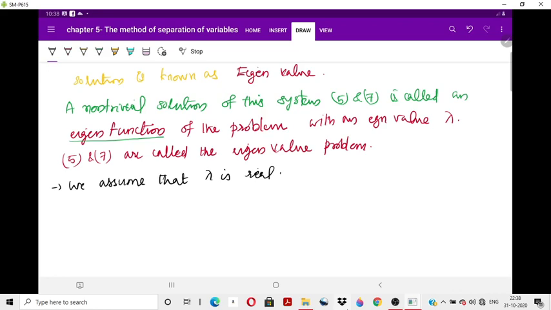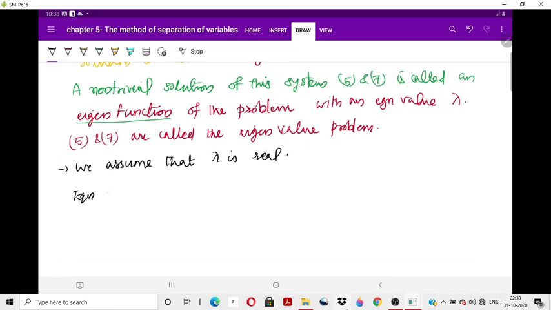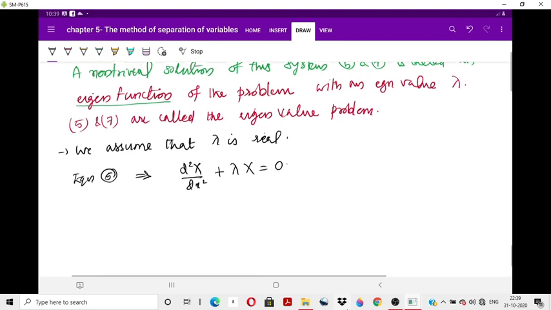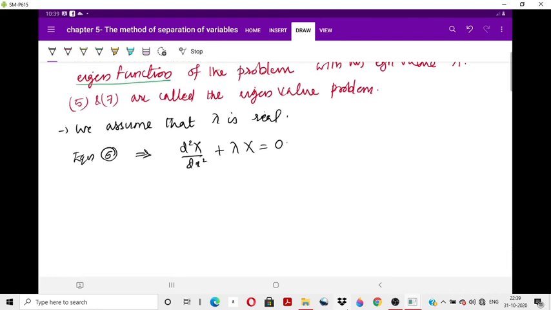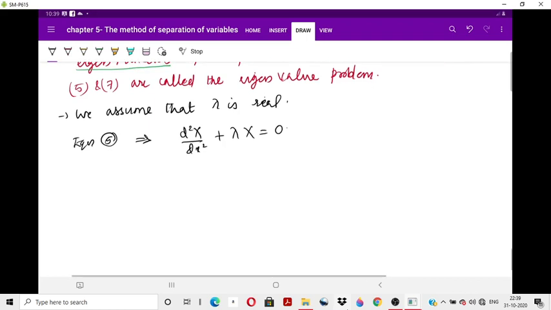So the equation 5 is given by d square X by dx square plus lambda X equal to 0. This is a second order homogeneous ordinary differential equation with constant coefficients. Here the coefficient of the leading term is 1 and the coefficient of X is lambda. There is no term containing dX by dx, the first degree term.